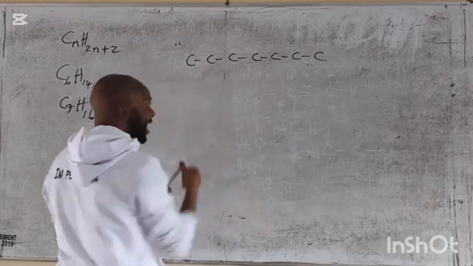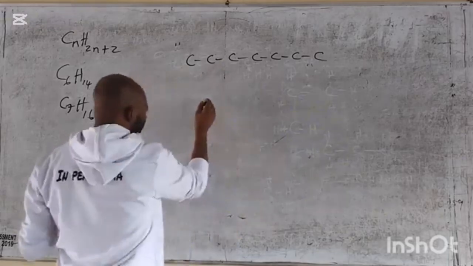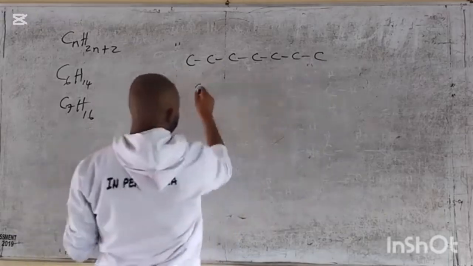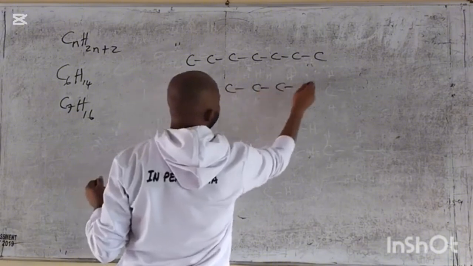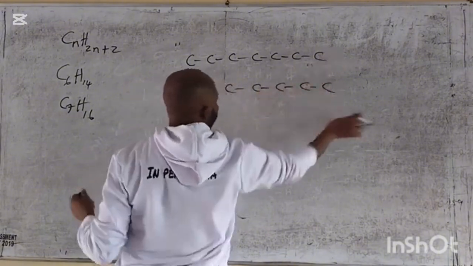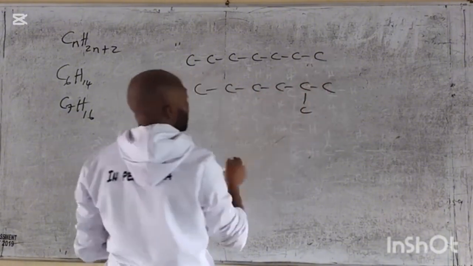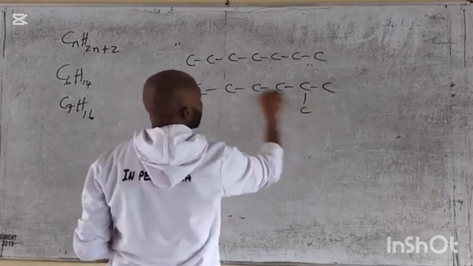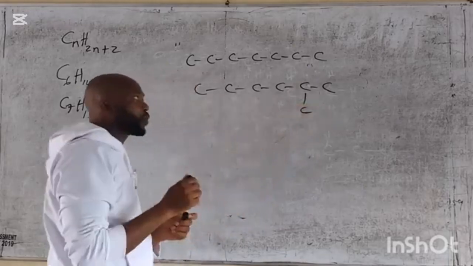Let's take that as n-heptane. I'm cutting 1. 1, 2, 3, 4, 5, 6. That one I cut off and placed here. This is 2-methylhexane. That's my first isomer.